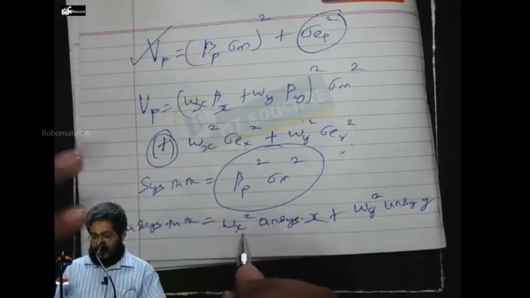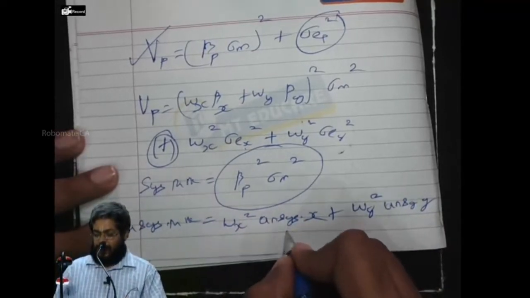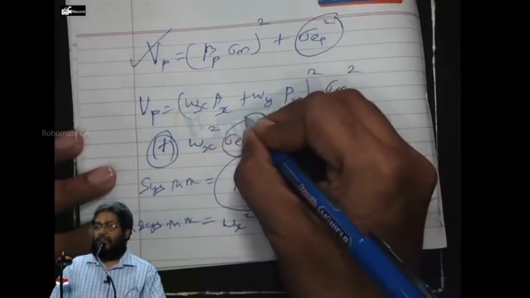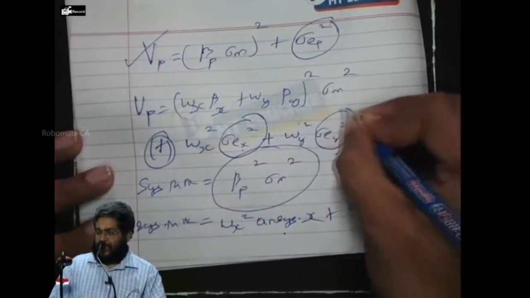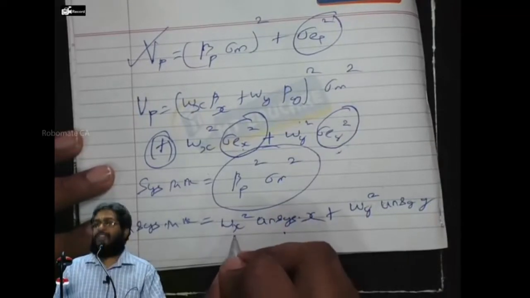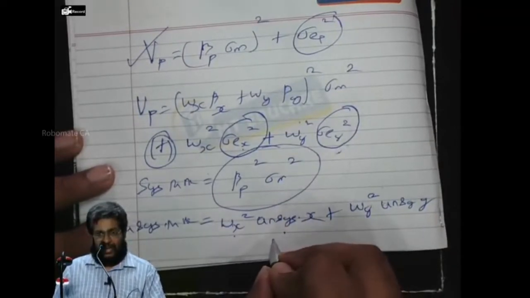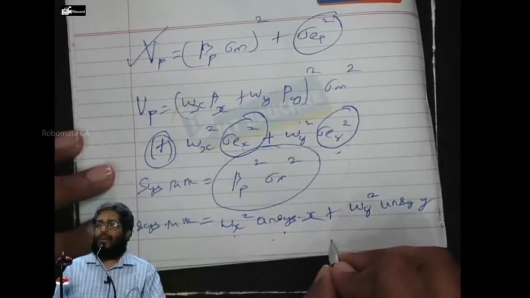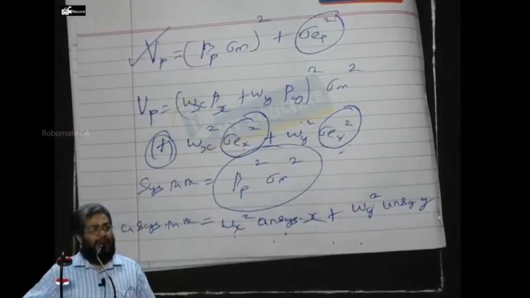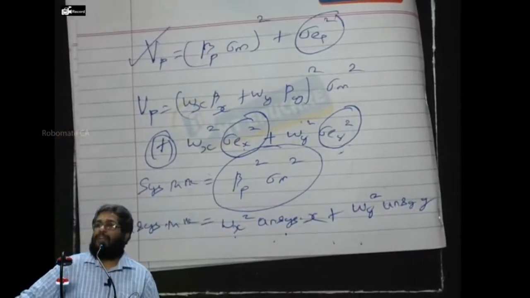Understood? So it is WX squared into the unsystematic risk of X, plus WY squared into the unsystematic risk of Y. The weight of the security squared into its unsystematic risk, plus the weight of the other security squared into its unsystematic risk, gives you the unsystematic risk portion. Everybody, are you following?